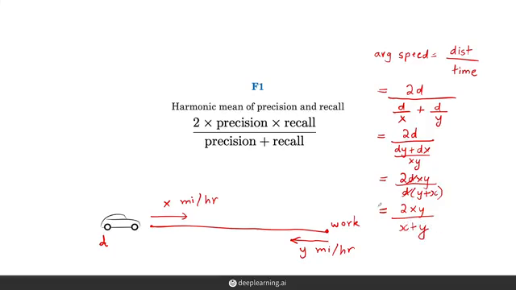And notice that our expression to get the average speed from the speed going to work and getting back from work is the same as our expression for the F1 score in terms of precision and recall. And that's what the harmonic mean does.